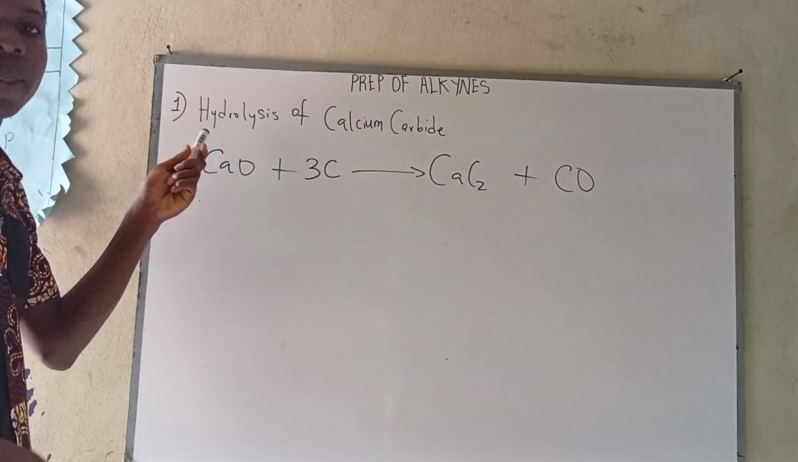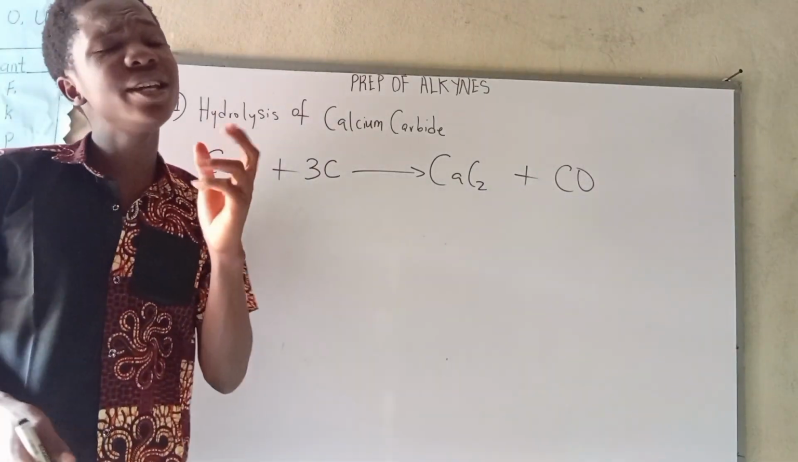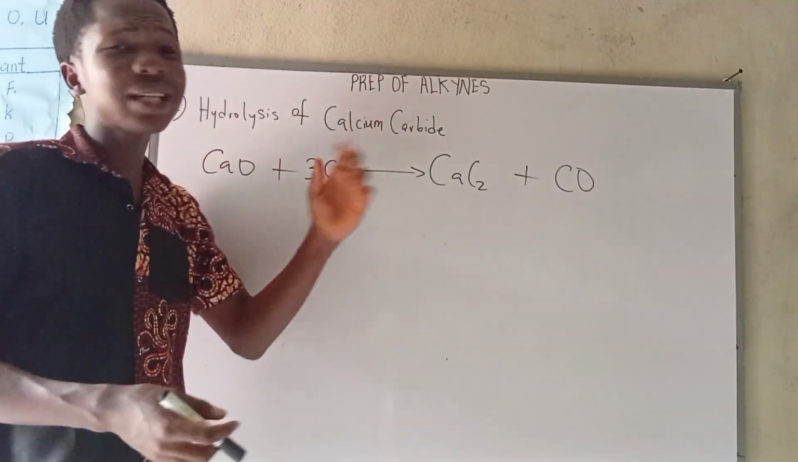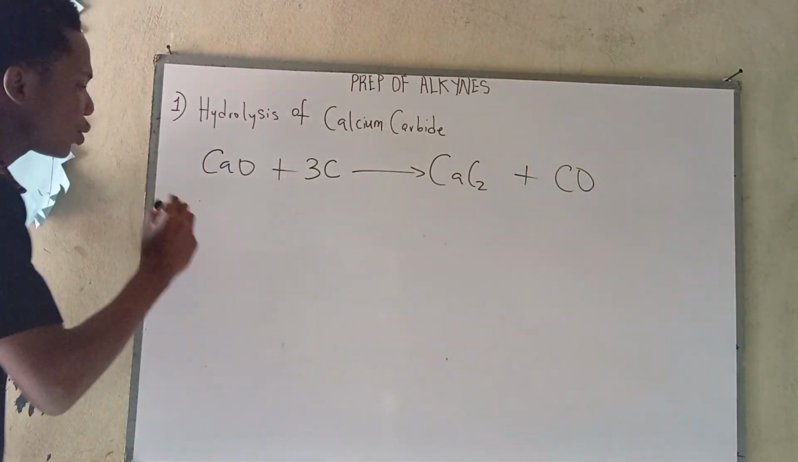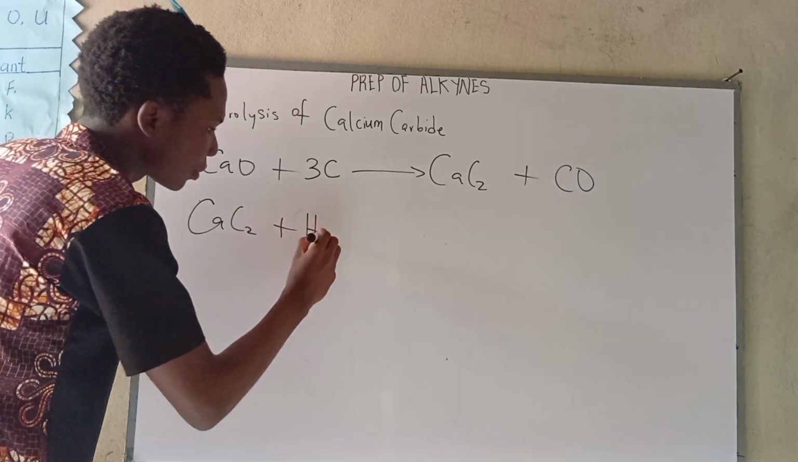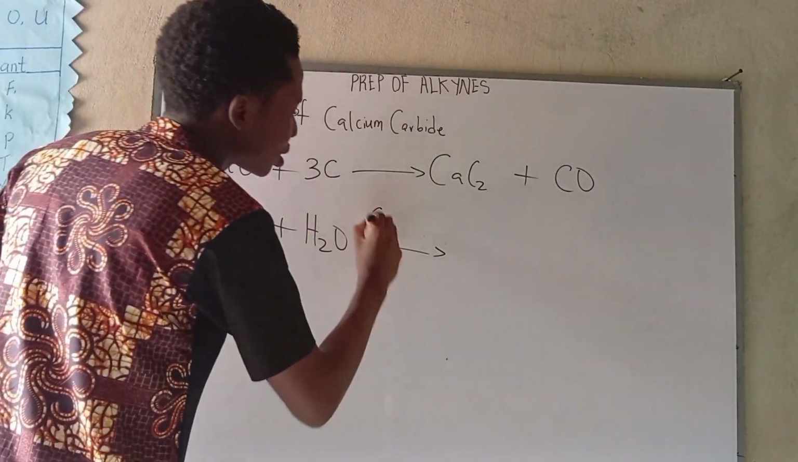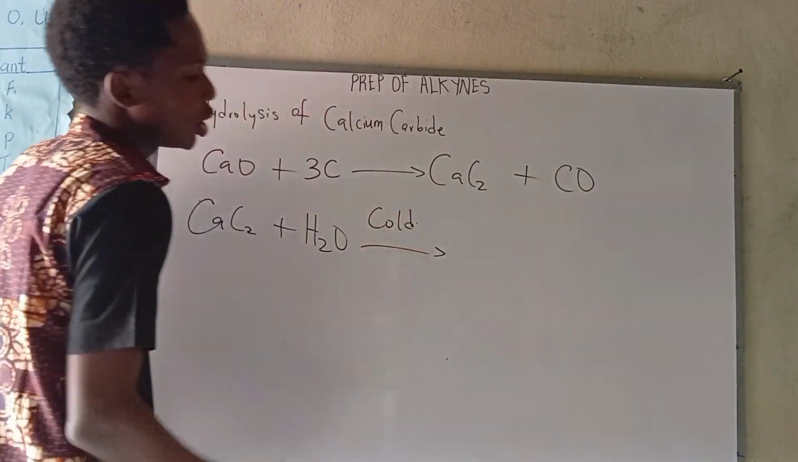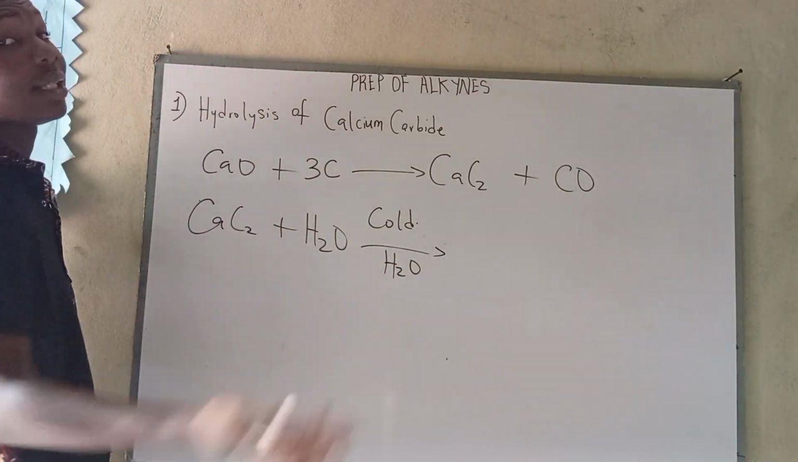Now going forward, since we've gotten what we are looking for, we will have to further react it with water. And now this water is not just any water. It's very cold water. For this reaction to work, the water has to be cold. When we react calcium carbide and water, cold water, please let me take note of that. Cold H2O.